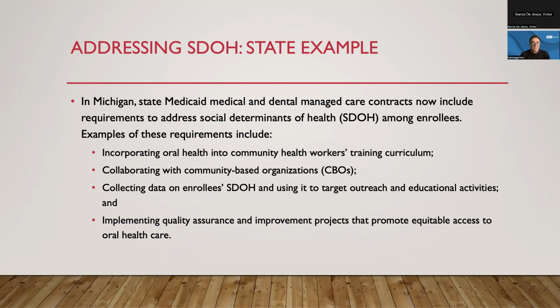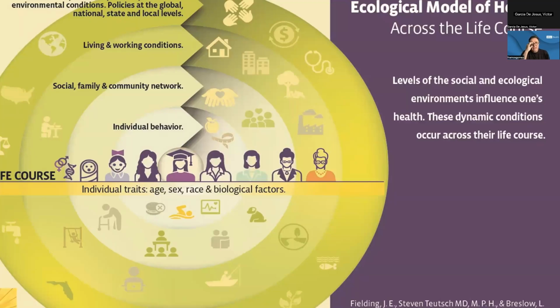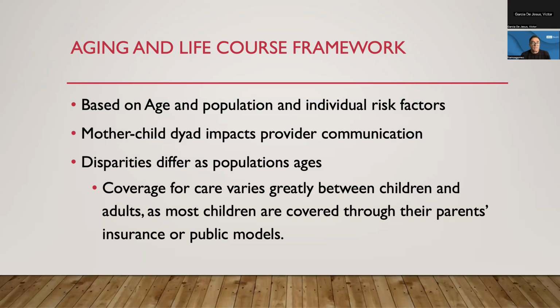Moving a little bit to life course, I really want to emphasize that HHS, the Health and Human Services, and all of these very important groups globally, from WHO to PAHO in the US and the HHS, have adopted this across the life course ecological model of health, where it's really based on environmental conditions, policies that are global, national, state, and local levels, really understanding living and working conditions of the communities we're trying to serve, the social, family, and community network, and individual behaviors, right? It's pretty much a very specific protocol based on age and the population and individual risk factors that they have, really looking at mother and child diet impact, especially at that golden age, where pregnant women are very much in tune to look for their own health as well as for their babies, and to really address some of the disparities that might arise through this life course, right?